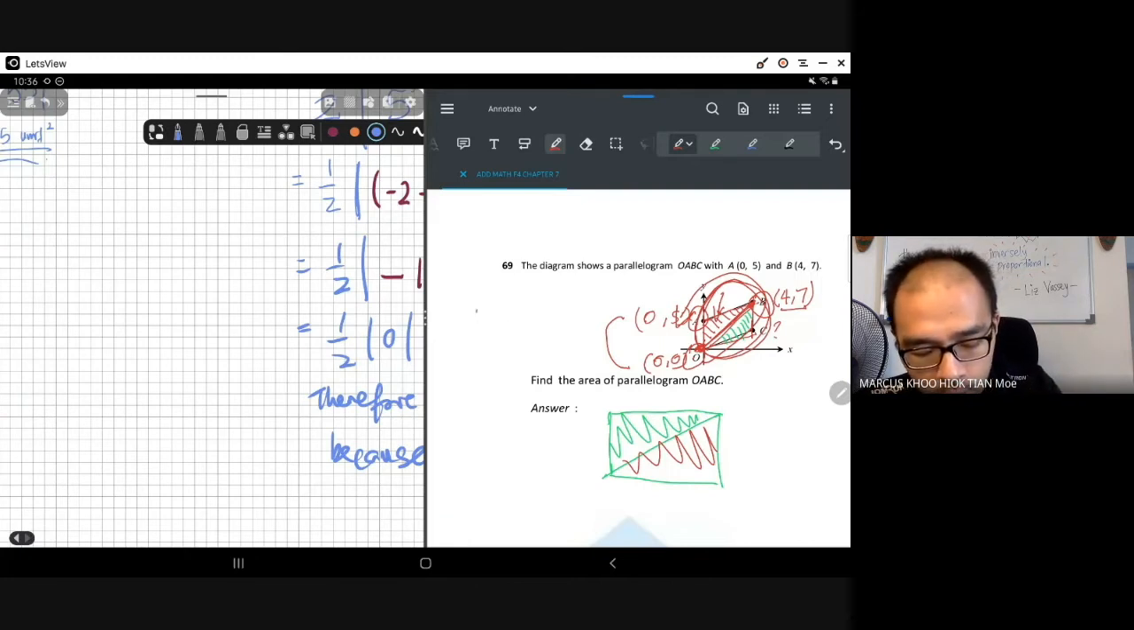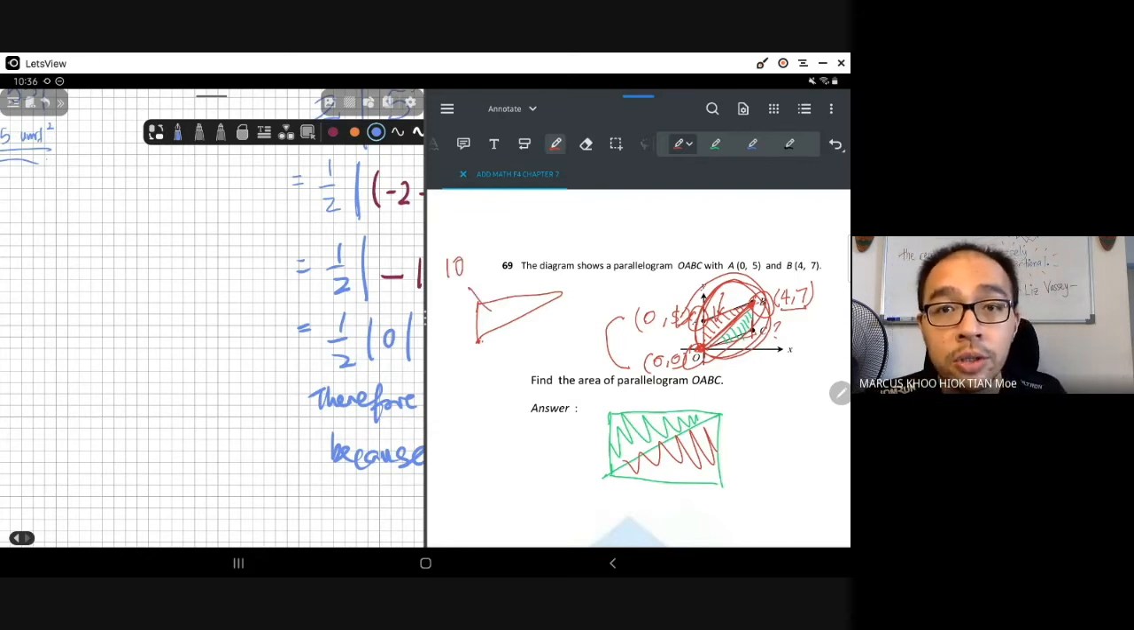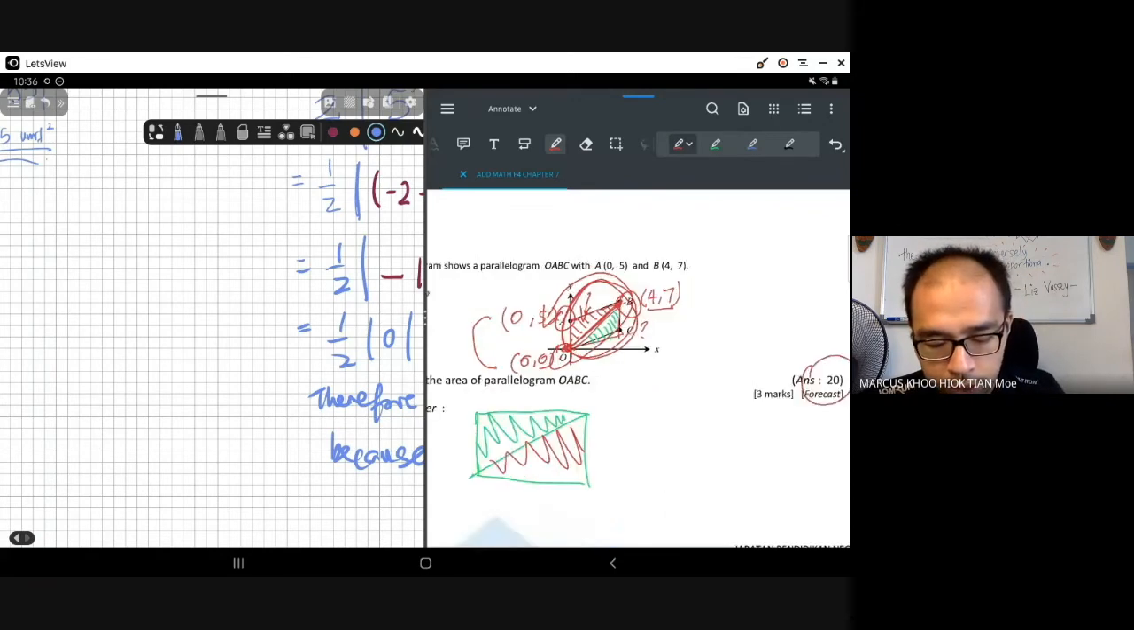Okay, that means when you count the red color triangle, this one must be how much? This one must be 10. Okay, try this on your own. It's not your homework, but you can try this on your own. This is pretty simple. Okay, let's try another one.